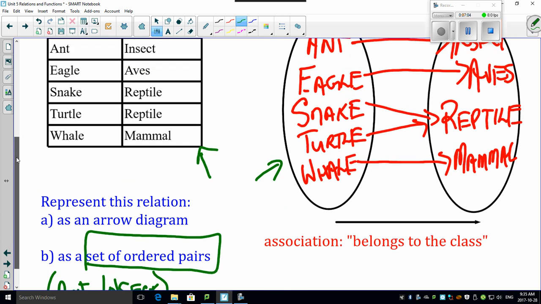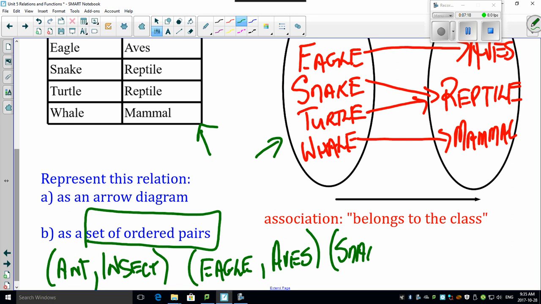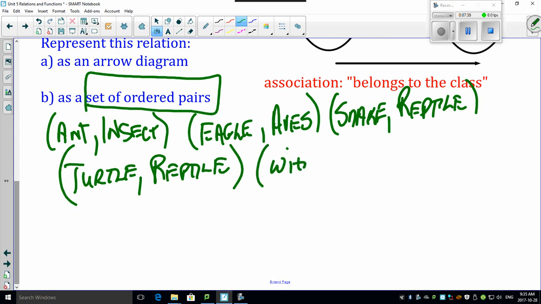The next one was eagle and aves. So you would go eagle, comma, aves. This is how you do ordered pairs all the way through. So there's our snake, comma, reptile. And then finally, oh, got two more, sorry. There's our turtle, which is also part of the reptile family. And last but not least, our whale, which is part of the mammal family.